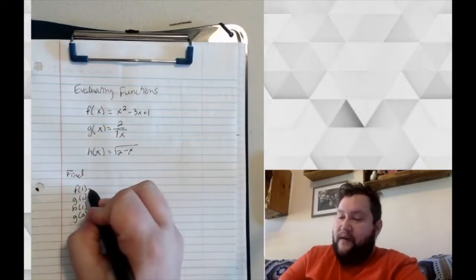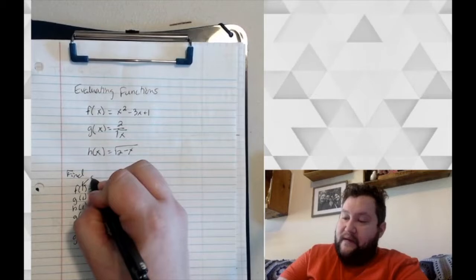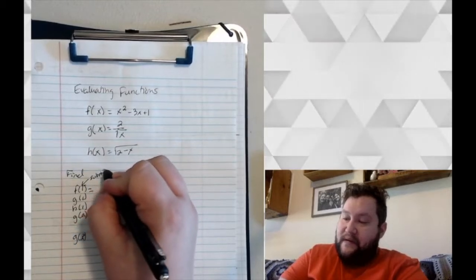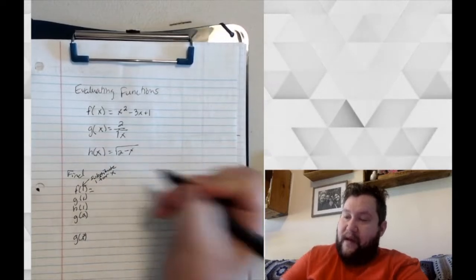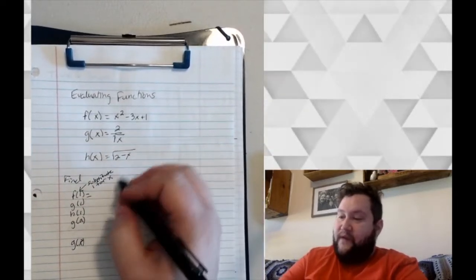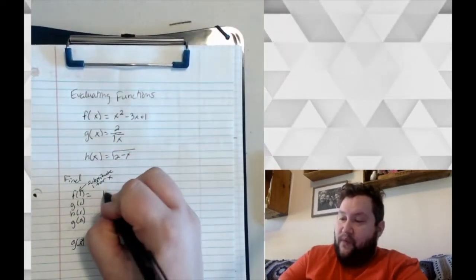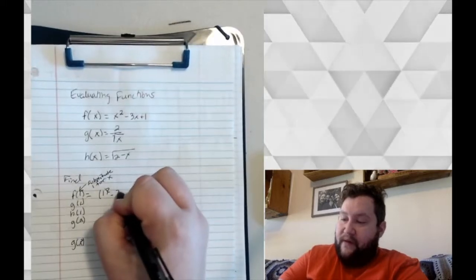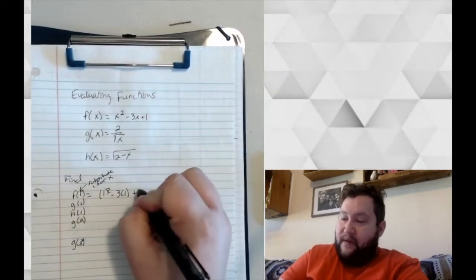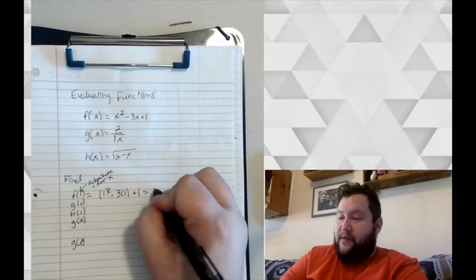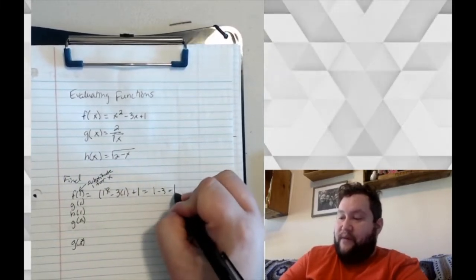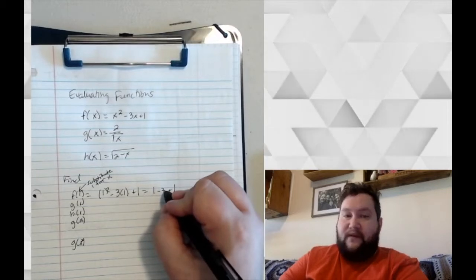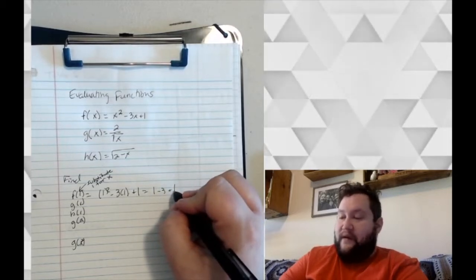So f of 1 says substitute 1 for x. So that means we have 1 squared minus 3 times 1 plus 1. Well, 1 squared is 1. Minus 3 times 1 is minus 3 plus 1. 1 minus 3 is negative 2 plus 1 is negative 1.